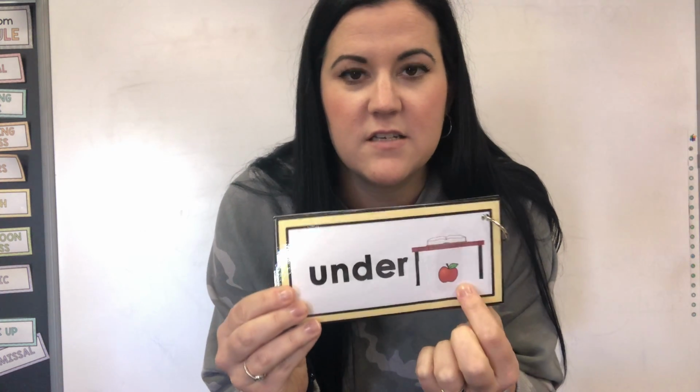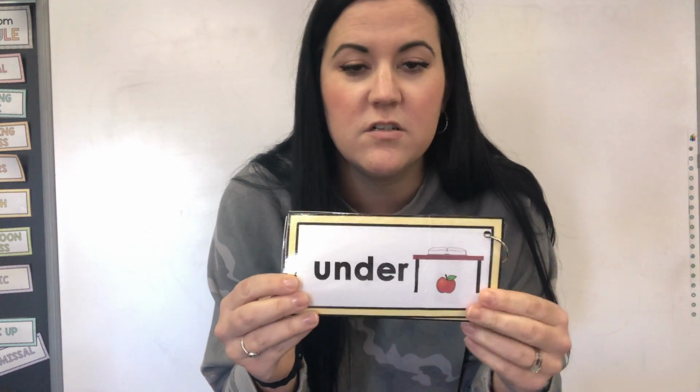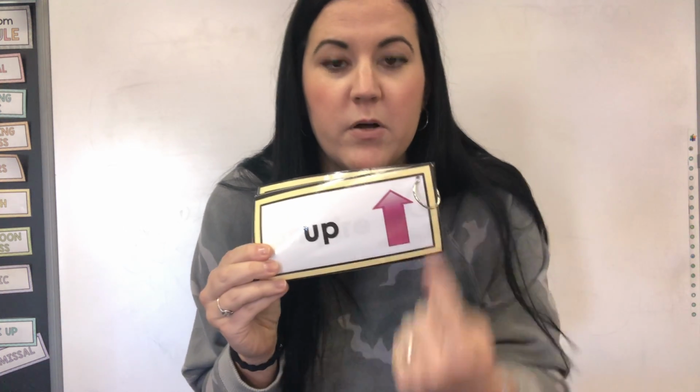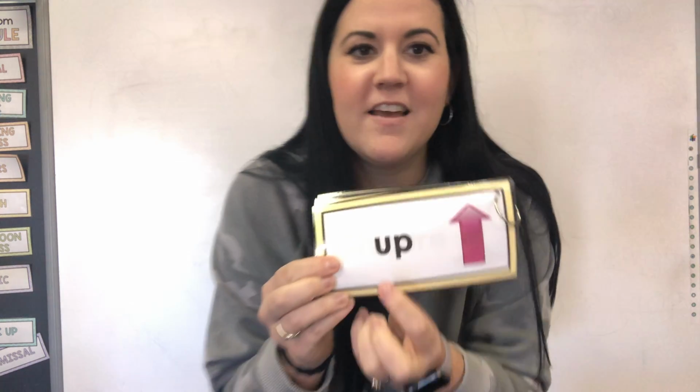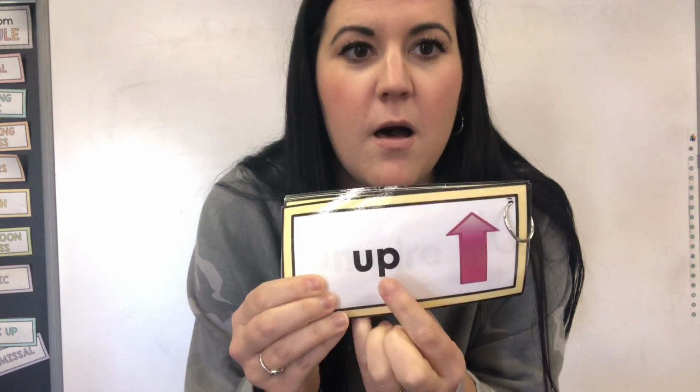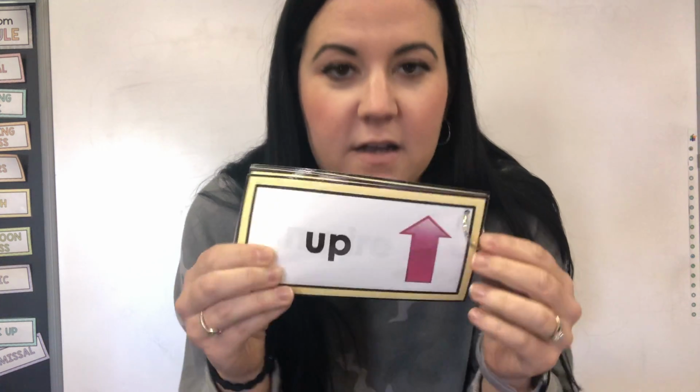Under, okay? See the apple is under the desk, so under. Up, up. Listen to that, up, okay? And that's just two letters. That's so easy, you can sound those out. Up, and then you're reading a word, all right? It's only two letters, you can do it.